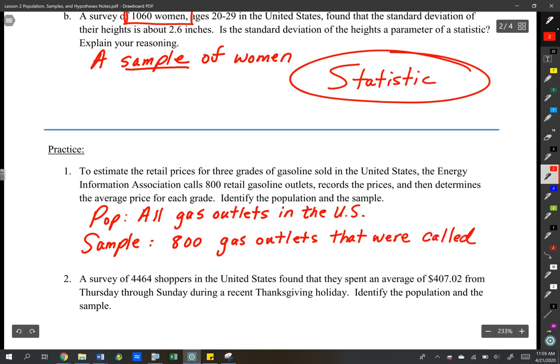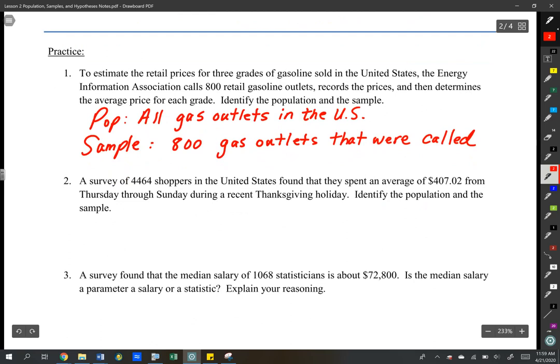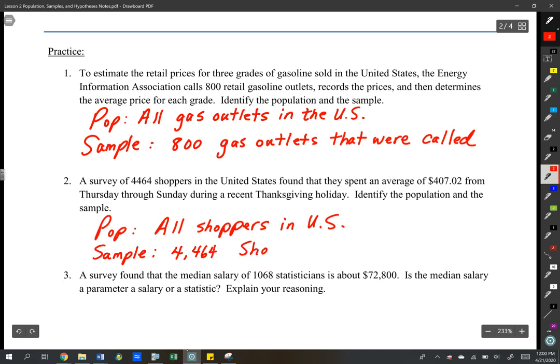All right. Number 2, a survey of 4,464 shoppers in the US found they spent an average of $407.02 from Thursday through Sunday during a recent Thanksgiving holiday. Sounds about right. Identify the population and the sample. So in this case, the population is all shoppers in the US. And the sample is the 4,464 shoppers that were surveyed.